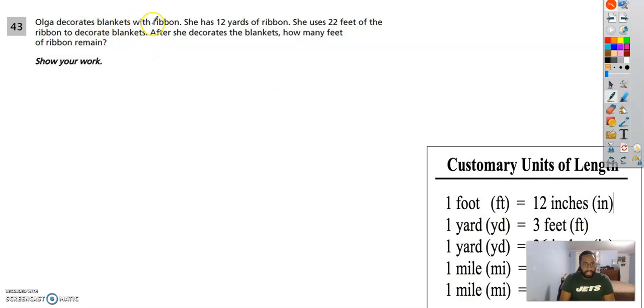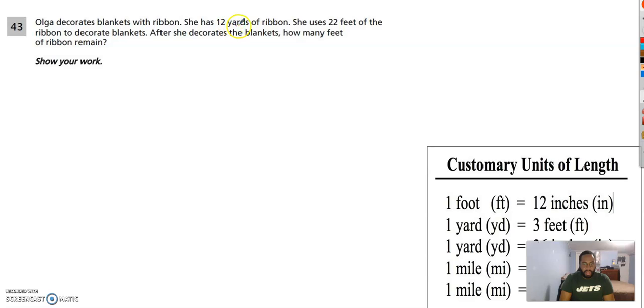Olga decorates blankets with ribbon. She has 12 yards of ribbon. She uses 22 feet of ribbon to decorate blankets. After she decorates the blankets, how many feet of ribbon remain? So, let's use cubes. Let's find out what's going on in this problem.